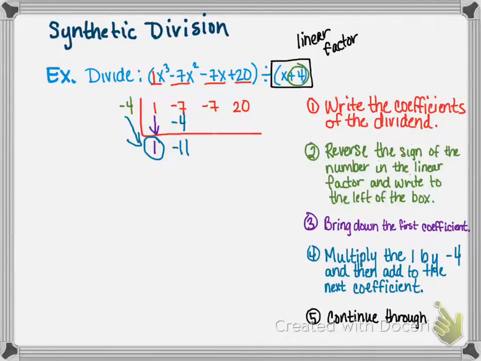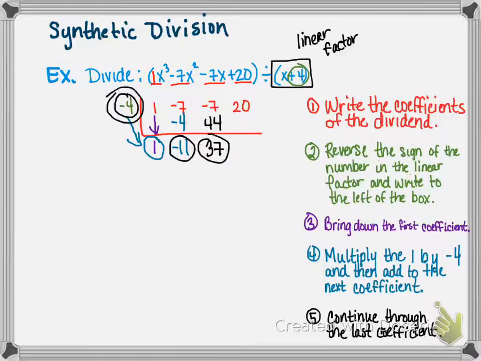And then we're just going to continue this process through the last coefficient. So -4 times -11 is 44. -7 plus 44 is 37. -4 times 37 is -148. And 20 plus -148 is -128.